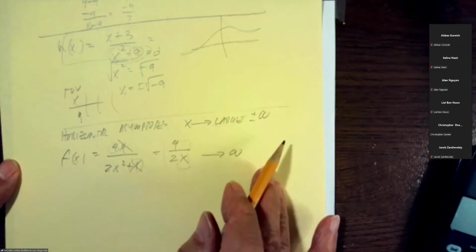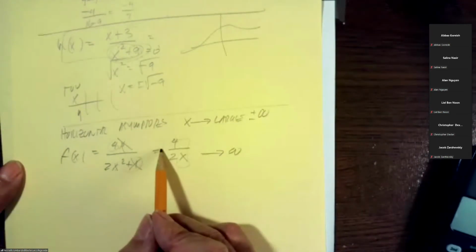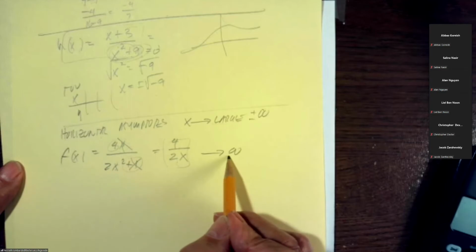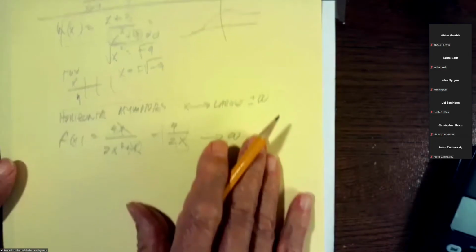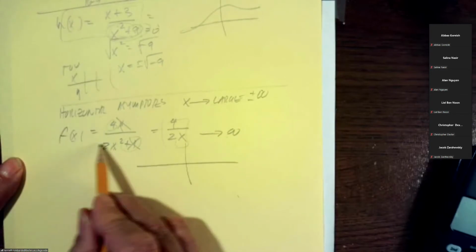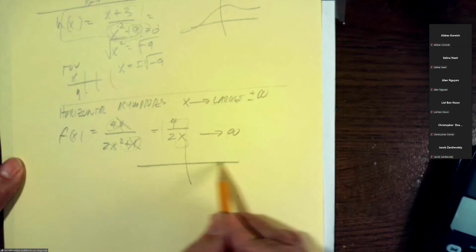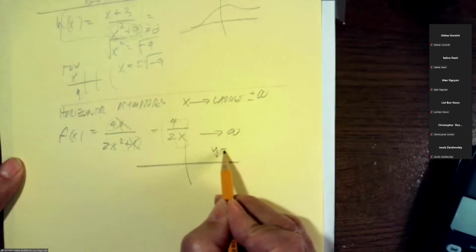Continuously get closer and closer to 0. Right, it ends up going to 0 as x gets large. So what we're saying then is this function has a horizontal asymptote at y equals 0.